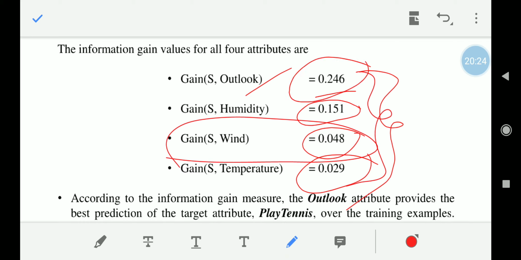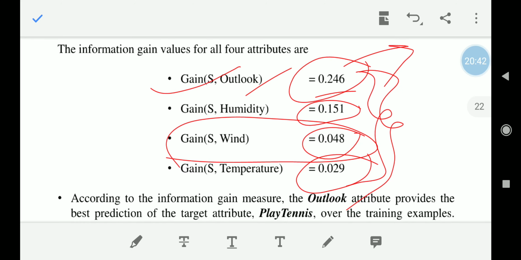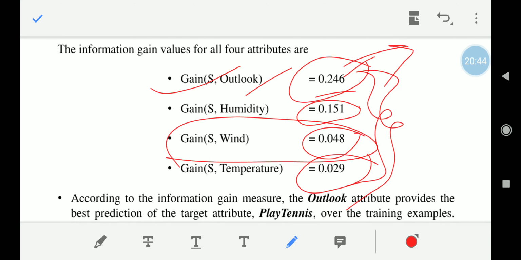This one, 0.246, is reducing your entropy more. This is reducing your impurity. This is reducing your disorder. So you have to take the first attribute as outlook. You have to take the attribute having the maximum gain. So we take the outlook.